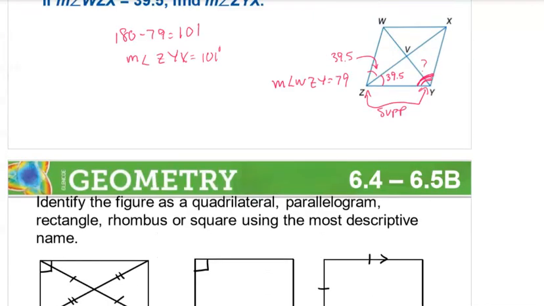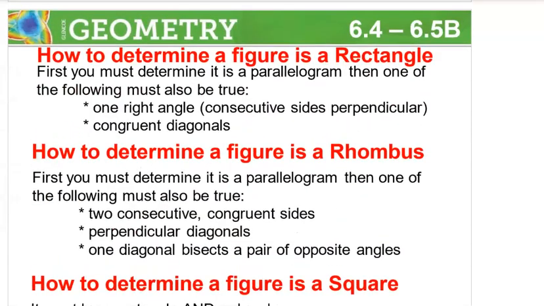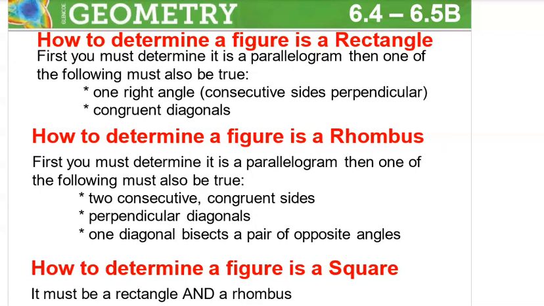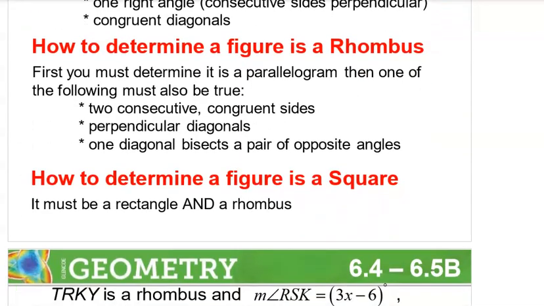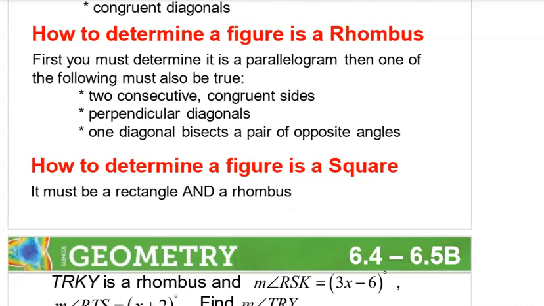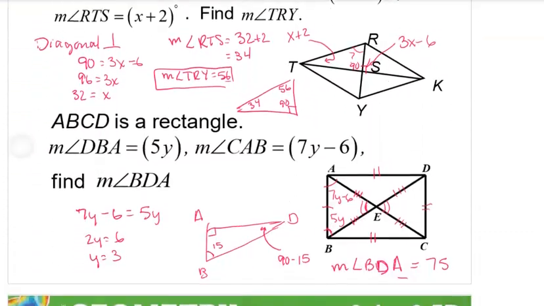So we're going to go look at this slide again and see what we need to do. Okay, if it's a rectangle, it must be a parallelogram, then there's one right angle, and then congruent diagonals. And then a rhombus: 2 consecutive congruent sides, perpendicular diagonals, or one diagonal bisects a pair of opposite angles.